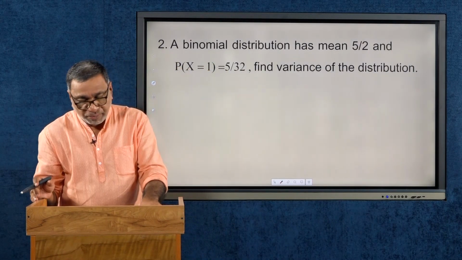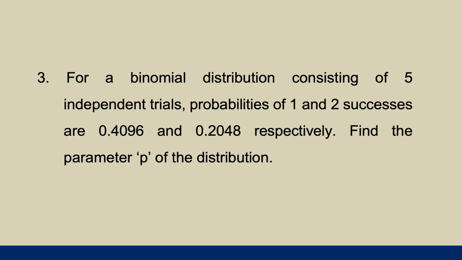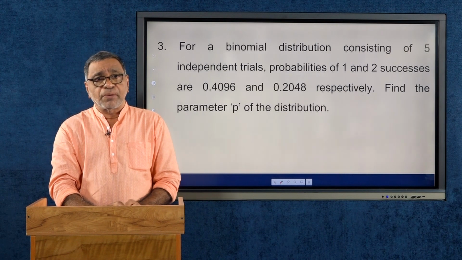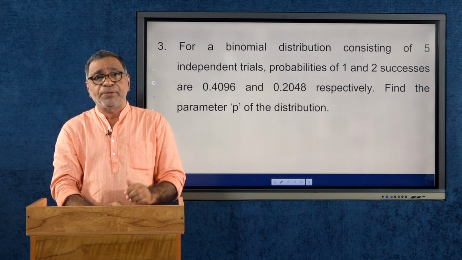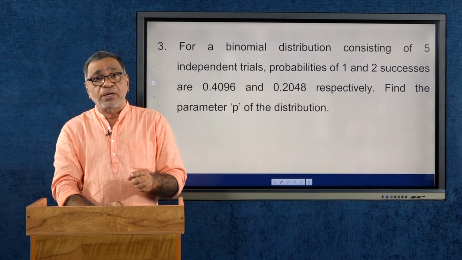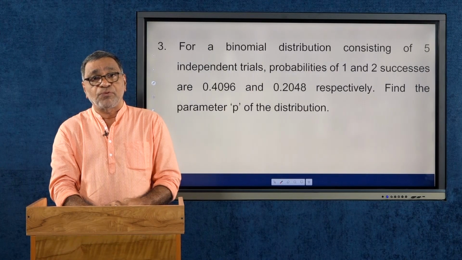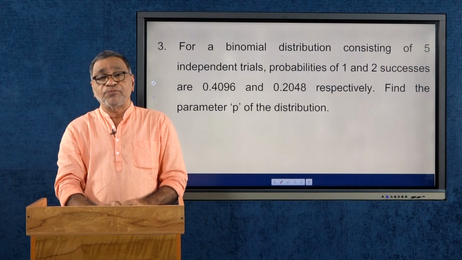So, another problem you are considering here. Suppose for a binomial distribution consisting of 5 independent trials, the probabilities of getting 1 and 2 successes are given as 0.4096 and 0.2048 respectively. Find the parameter p of the distribution. So this is also a problem similar to the earlier one.